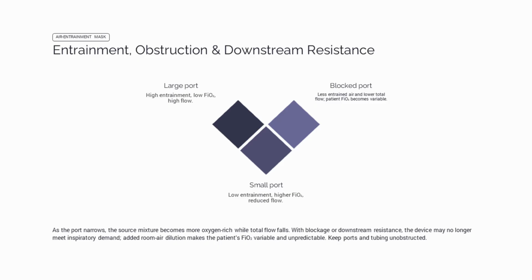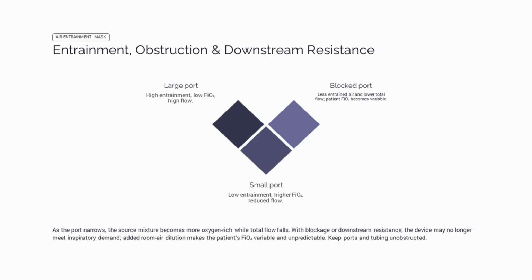Now shrink that port down, and that gives you less room air getting pulled in, less dilution. So FiO2 climbs higher, but less air means less total gas moving, so total flow drops. That's your high FiO2 setting: less entrained air, less total flow, higher oxygen concentration. So you notice that trade-off: turning the FiO2 up doesn't just change the oxygen percentage, it also changes how much total gas the device is putting out. Higher FiO2 settings generally mean lower total flow.